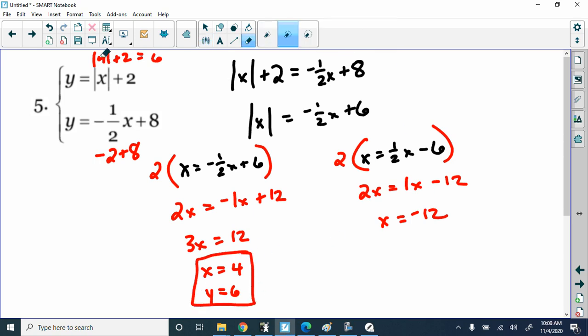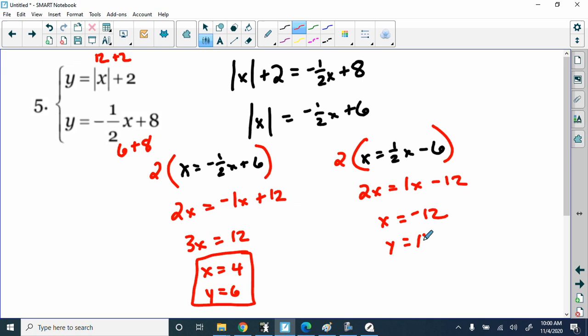And then do -12. If I plug in -12 here, I get absolute value of -12 is 12 plus 2. That's 14. Negative times negative is positive. 1/2 of 12 is 6 plus 8 also gives me 14. They both check. So again, to check, you're plugging your x value into both equations to see if you get the same thing on both.